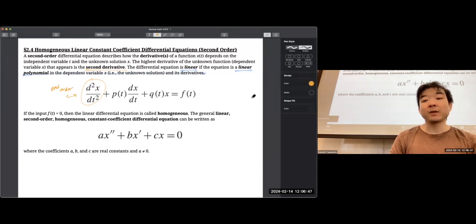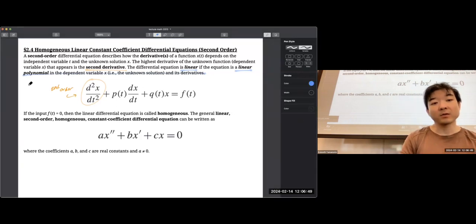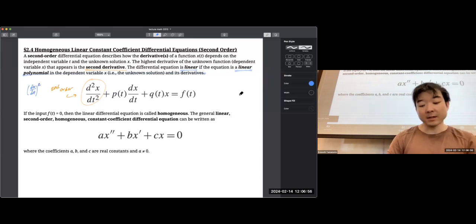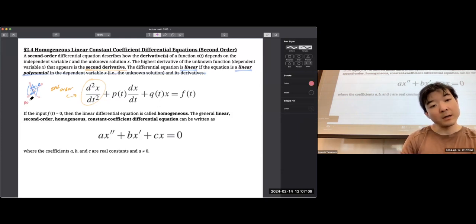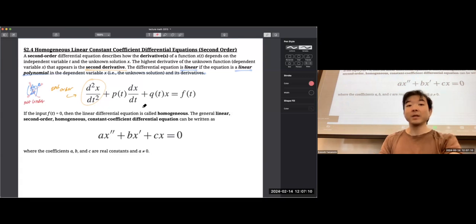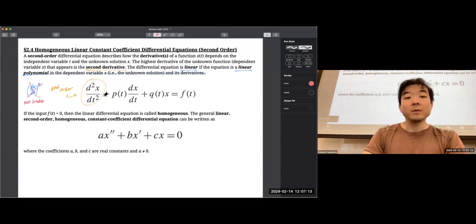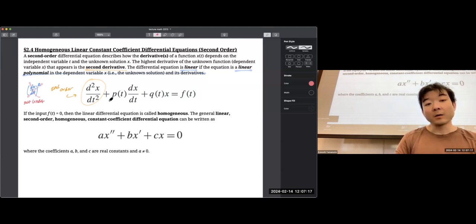So you can't have something quadratic like this. For instance, you can't have a term that looks like dx over dt squared. That's not linear, so we're not looking at things like this. Linear means that all your derivatives and your unknown solution variable appear linearly, as a linear polynomial. So this, having a square, is not linear.